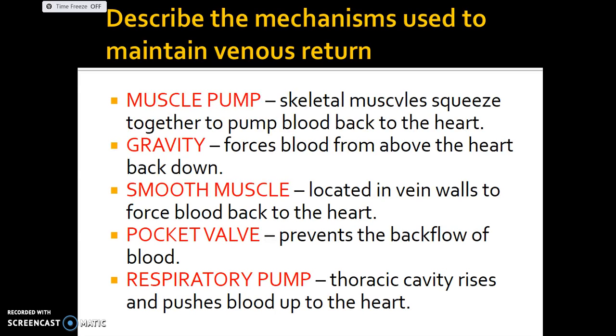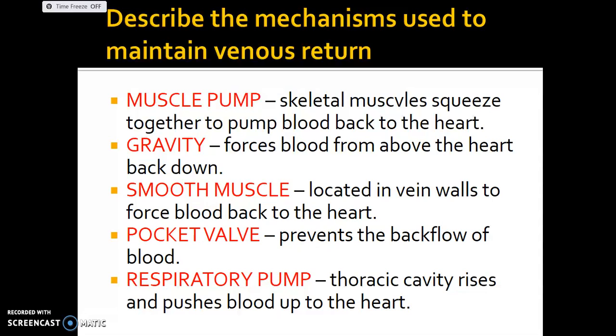Skeletal muscles squeeze together. So the muscles around our body squeeze together to pump the blood back to the heart. Gravity forces blood from above the heart to come back down. What goes up must come down. Blood that's up comes down. Smooth muscle is located in the vein walls, and this forces the blood back to the heart.